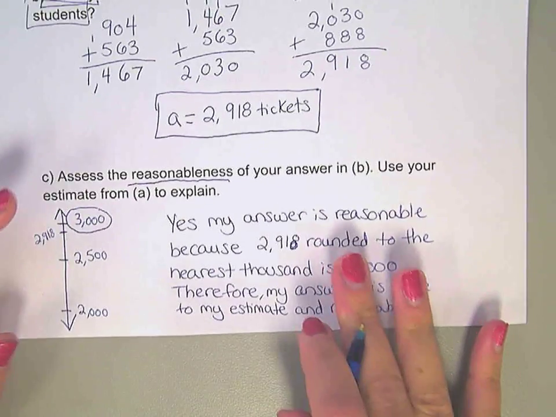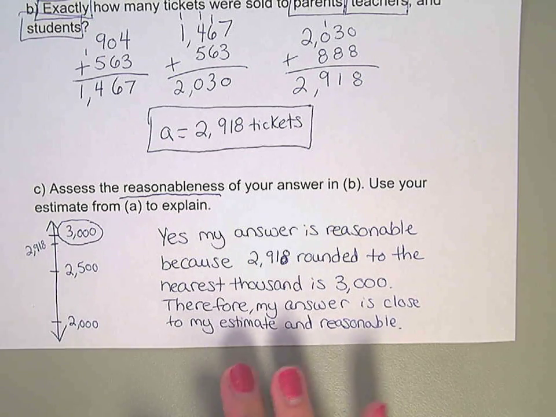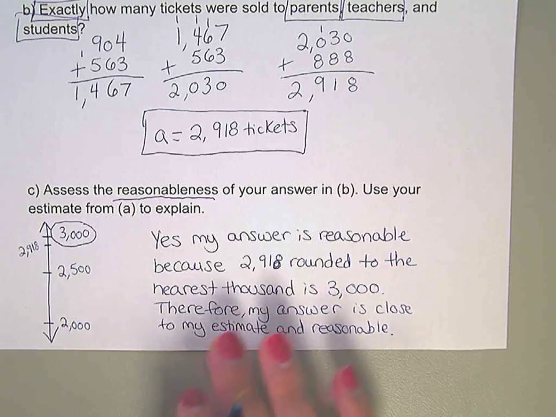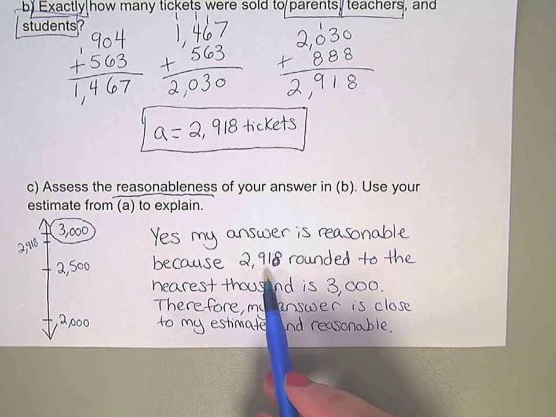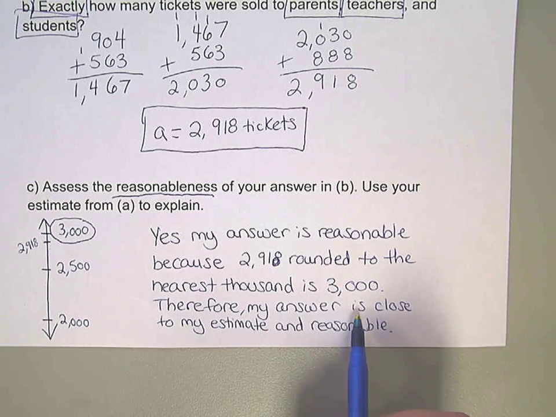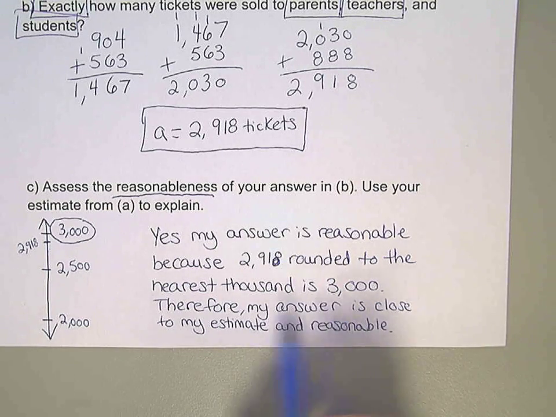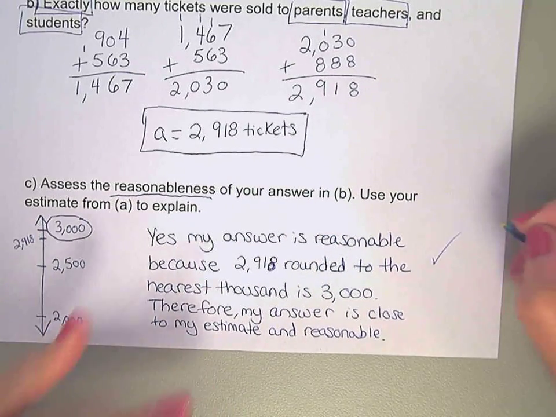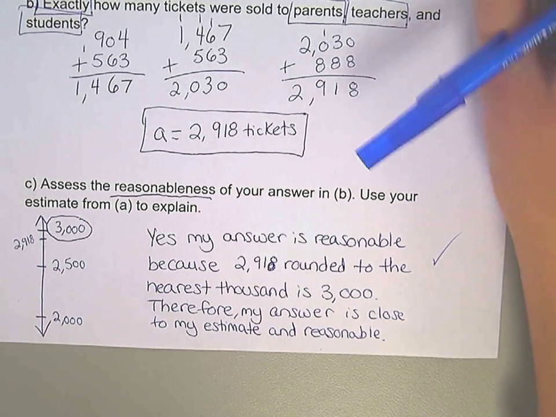So this is the level that we are expecting for fourth graders to have. They've shown it mathematically and in words. Yes, my answer is reasonable because 2,918 rounded to the nearest 1,000 is 3,000. Therefore, my answer is close to my estimate and reasonable. So, that one's answered. Now, moving on to our last one, our subtraction algorithm.